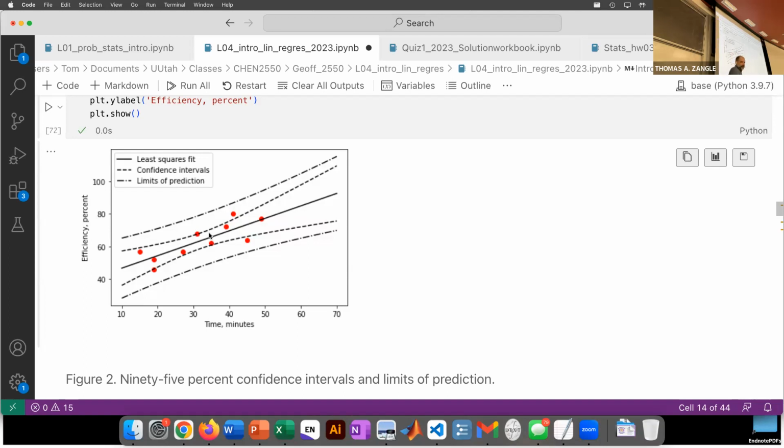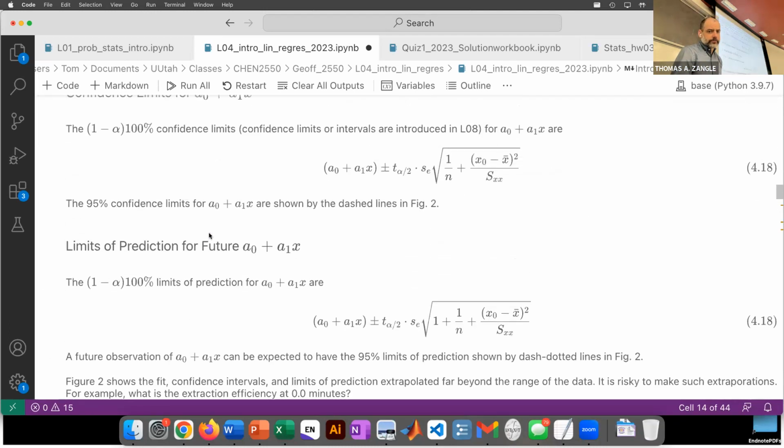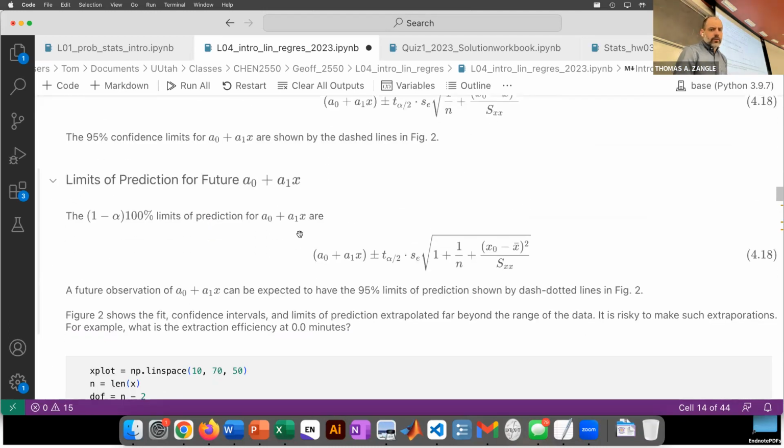And then the last thing that we have to find here are the limits of prediction. So this tells us the limits of prediction are going to be based on the error, the uncertainty that we have in our A naught and A1 itself. So it's more or less how uncertain our A naught and A1 values themselves are.